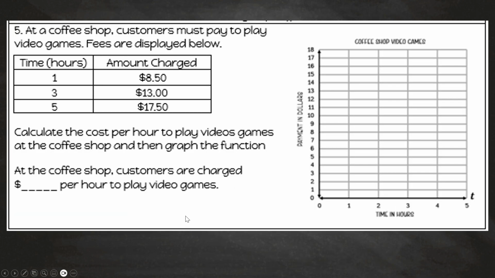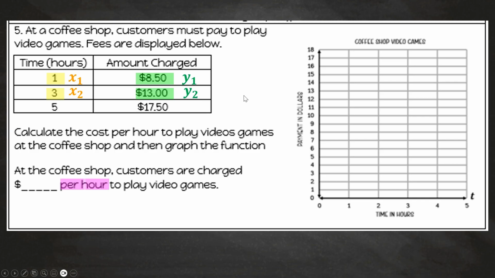Question number 5. At a coffee shop, customers must pay to play video games. Fees are displayed below. They are giving us increments of 2 hours, however, we don't know the initial value. That's not provided to us in the table. So let's first calculate our rate of change, or slope. At 1 hour, it's $8.50. At 3 hours, which is going to be our x2, we have $13.